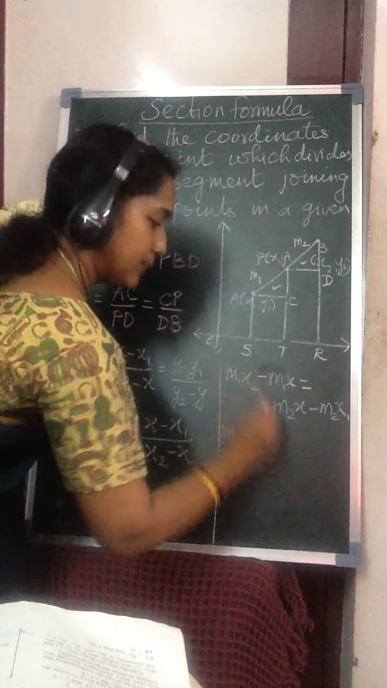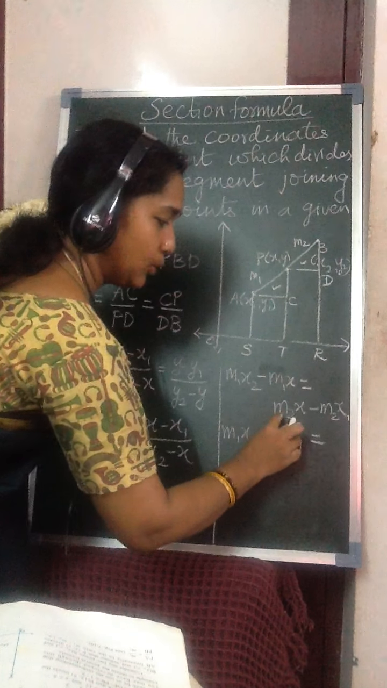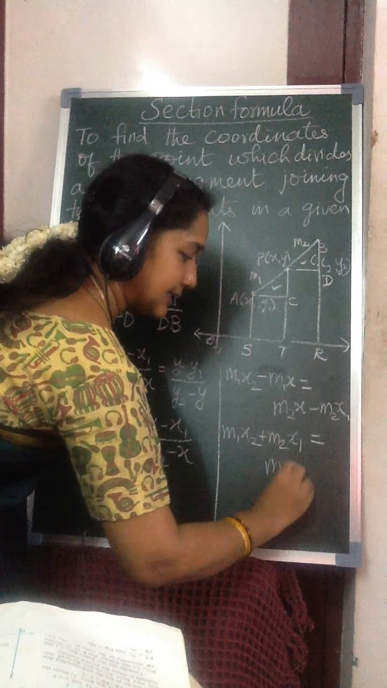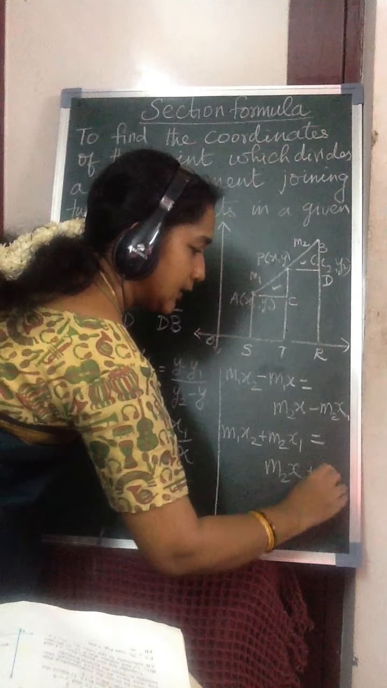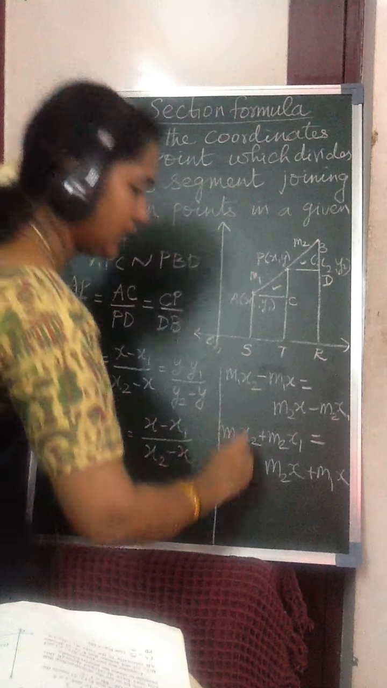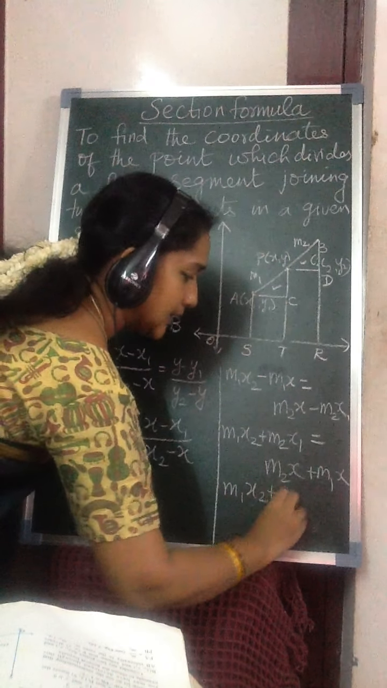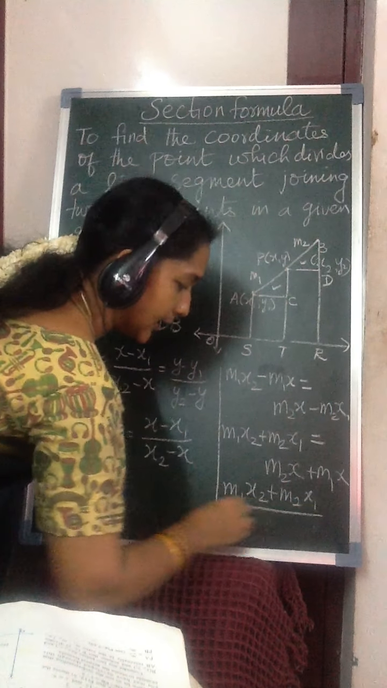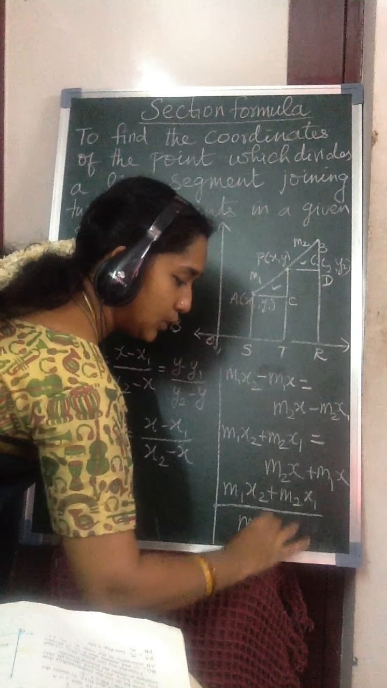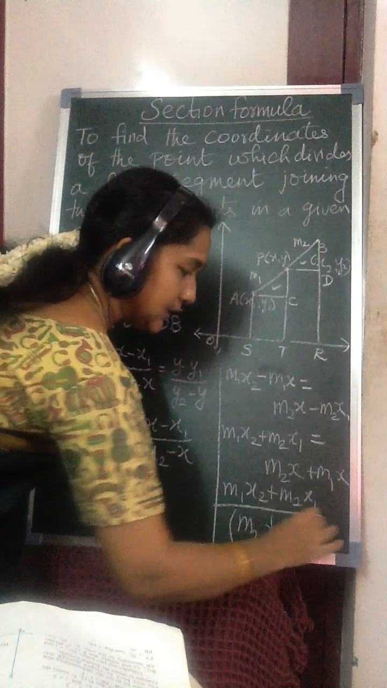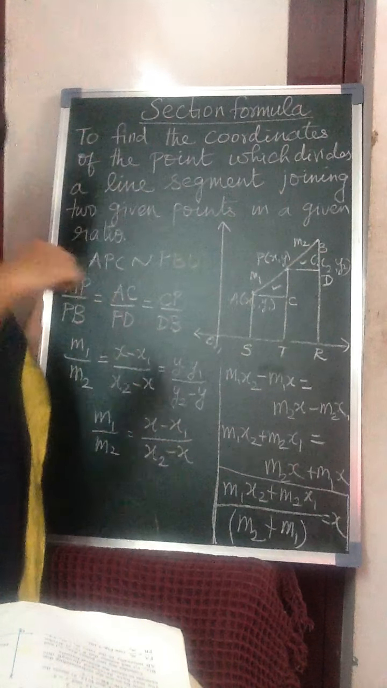M1x2, I am bringing to the other side, so plus M2x1 is equal to, this M2x stays as it is on the right hand side. Bring this to the other side, plus M1x. So what you will get? M1x2 plus M2x1 by, you can take this x common, the balance you will get is M2 plus M1. This is the value of x, the x coordinate.